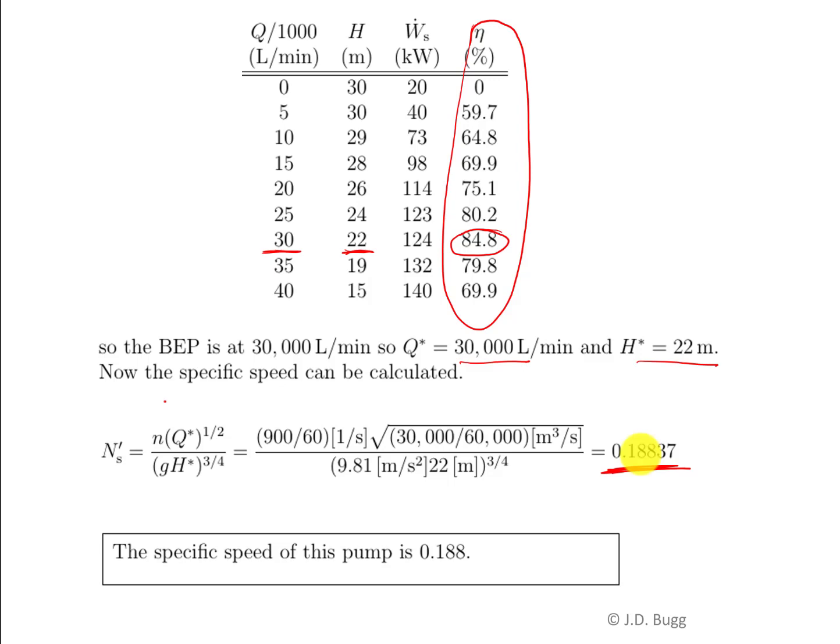A purely radial flow pump, so a centrifugal pump, will have a very low specific speed, and an axial flow pump will have a high specific speed, and there's a whole transition between those. So we'll be able to select the proper pump design by calculating this specific speed.